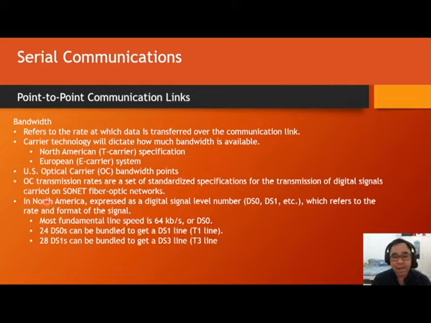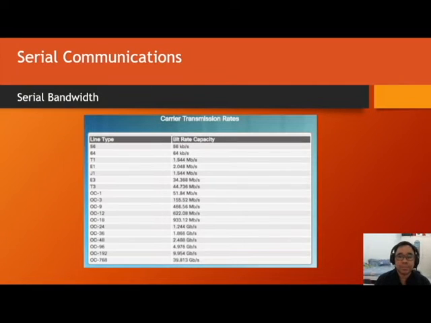US optical carrier, OC transmission rates, are a set of standard specifications for the transmission of digital signals carried on SONET fiber optic networks. So these are the table of carrier transmission rates.